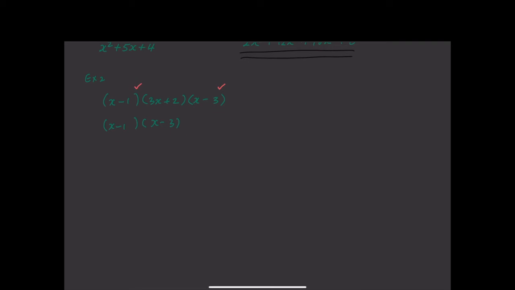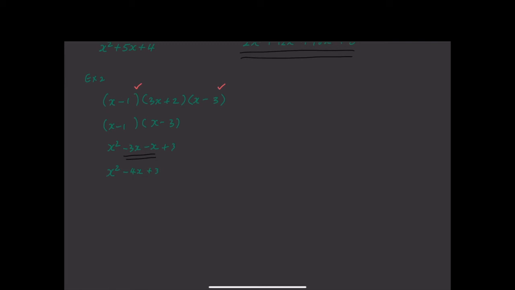So we're going to multiply x times x, which gives us x squared, x times minus 3, which gives us minus 3x, minus 1 times x, which gives us minus x, minus 1 times minus 3, which gives us positive 3. We will now collect like terms. Here's where students tend to make the mistake. So you must remember your rules for negative numbers. So we're going to get x squared minus 3x minus x is minus 4x plus 3.